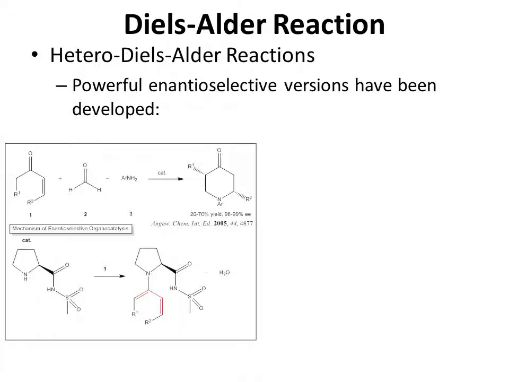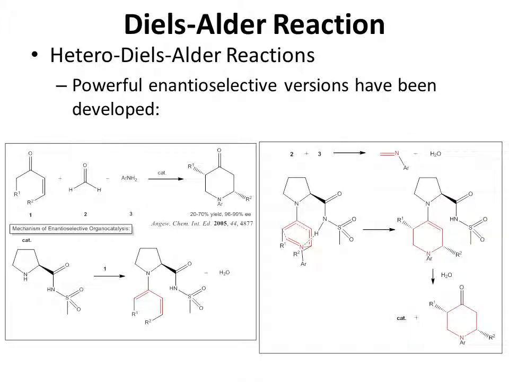In one case, Cordova's group has combined 3 components, an alpha-beta unsaturated ketone, formaldehyde, and an aniline, in the presence of a proline-derived catalyst to form a single enantiomer. What occurs is that the proline analog first combines with the alpha-beta unsaturated ketone to form an enamine structure. Then you also get the combination of the formaldehyde and aniline compounds to form an imine.